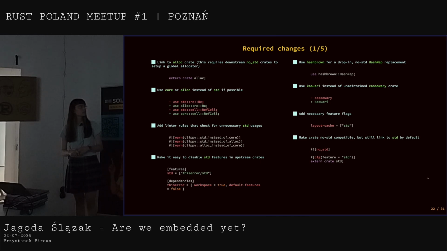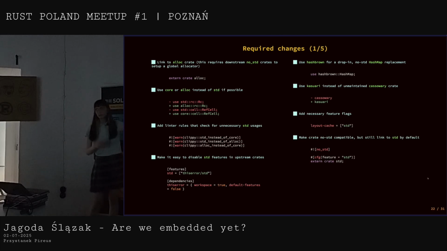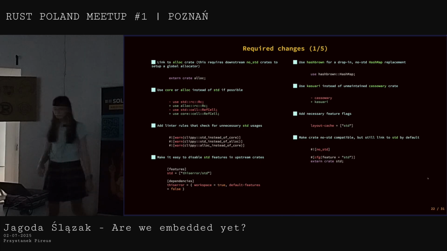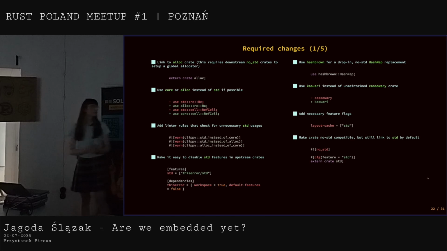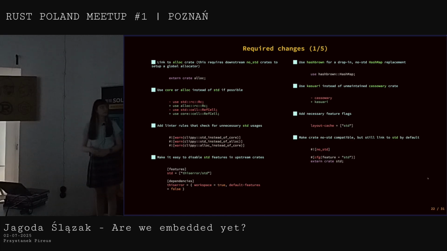The next thing was, as I said, the standard library is re-exporting a lot from core and alloc, so we had to change std to core and alloc in our imports. We also added linter rules to use core or alloc instead of std.